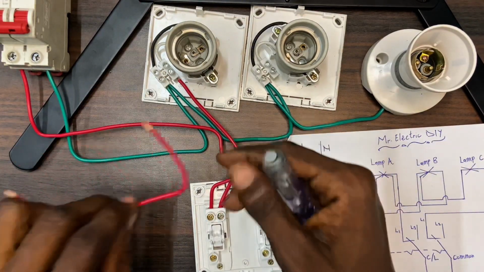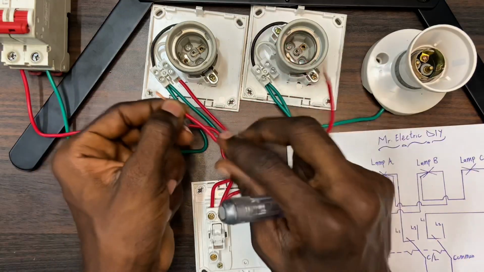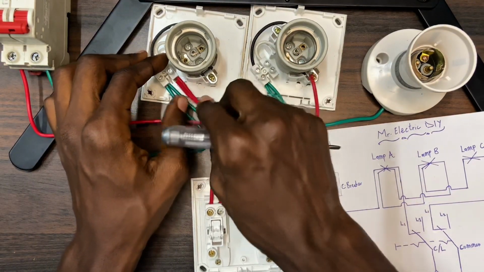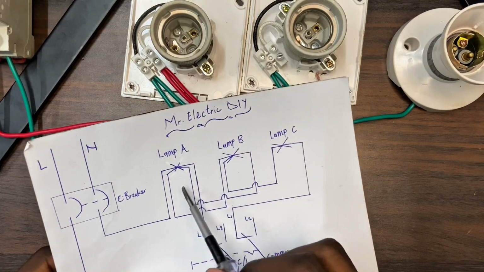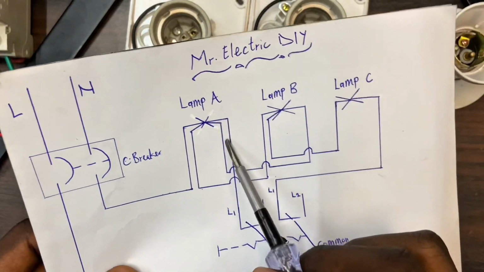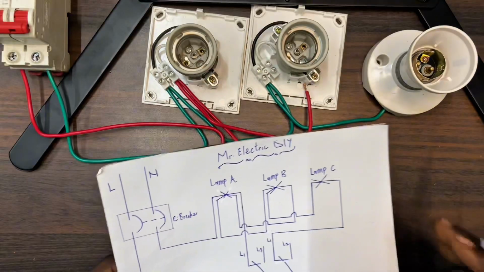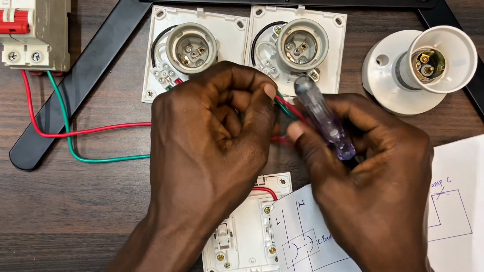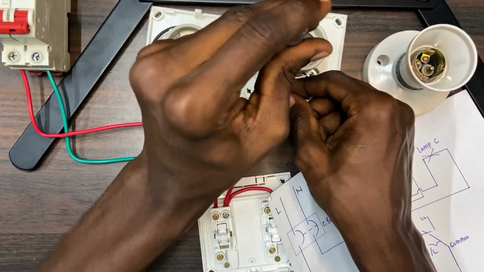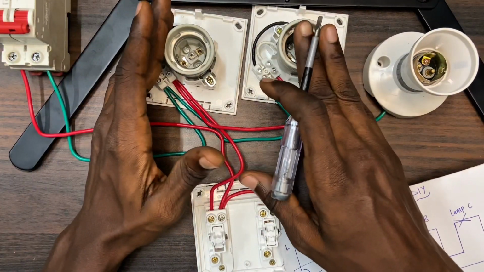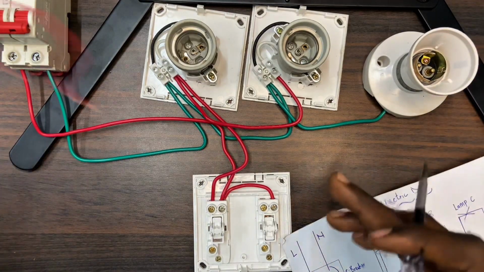But in this case, we are only going to loop the switch wire from lamp holder A to lamp holder B. This is the switch wire to lamp holder B. This is L1 to A, and then I looped it from this side to lamp holder B. Simple as that. Guys, we have lamp holder A and lamp holder B successfully connected. We are left with lamp holder C, and this is the switch wire for lamp holder C.